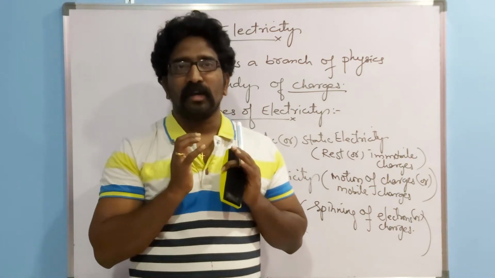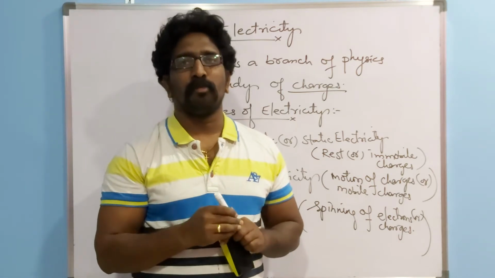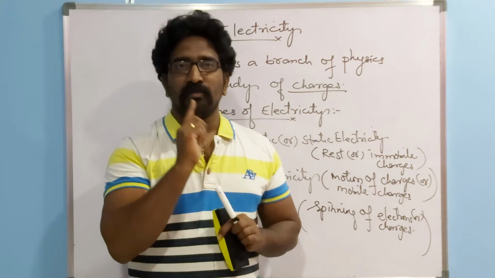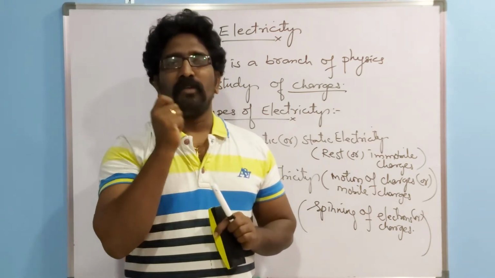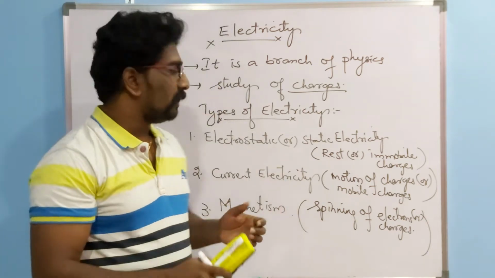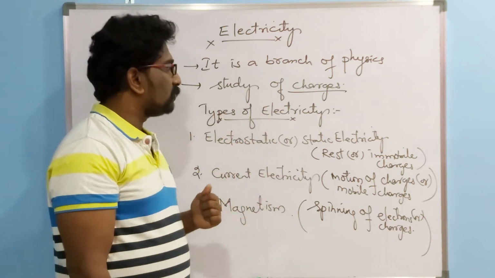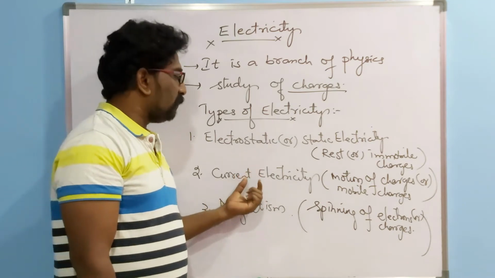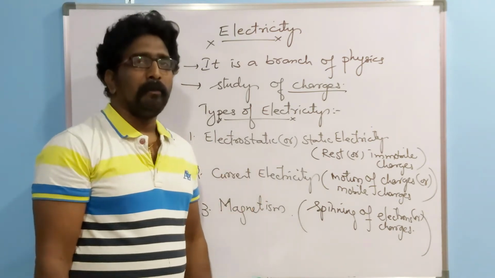If electrons spinning on their own axis produce magnetic dipoles, then definitely there will be a strong magnetic field, and the direction in which the charges are spinning will define the direction of the magnetic field. So the third kind of electricity is called magnetism. These are the three different types of electricities. The first is electrostatic or static electricity, the second is current electricity, and the third is magnetism.